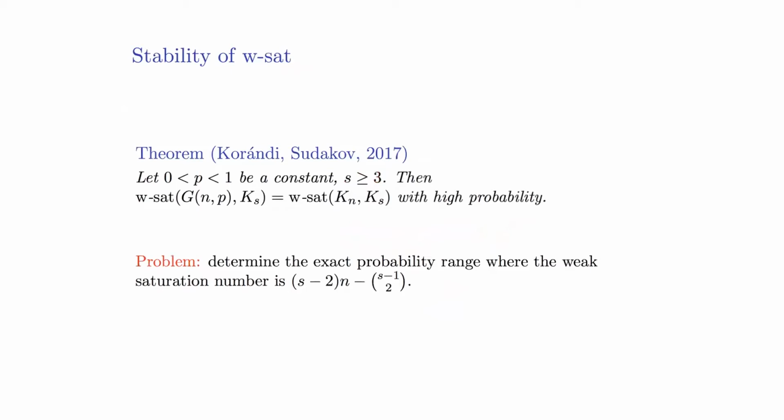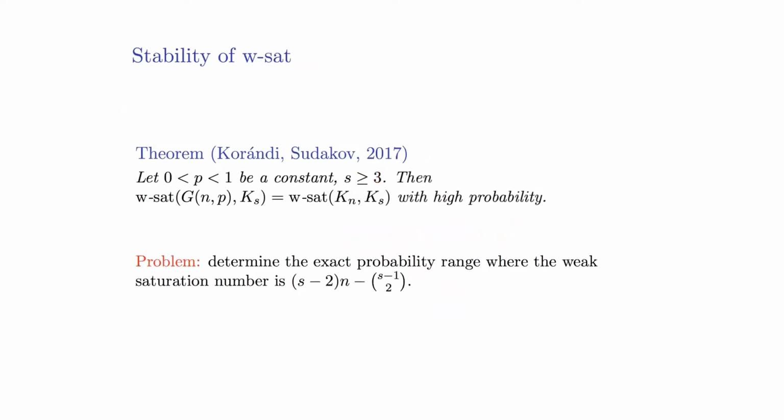And in the same paper, they ask about a possible threshold for this property. So the question is, does this stability result change if we make p smaller? And they notice that if p equals n to some small negative power, then it should still preserve this stability property. But the question was whether there exists some threshold for this stability property, and if so, what is the value of this threshold?